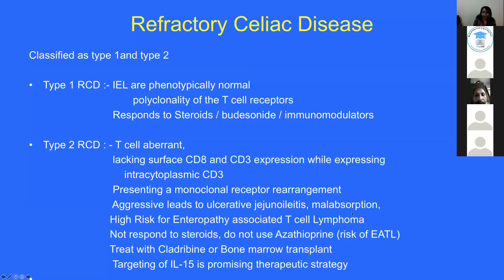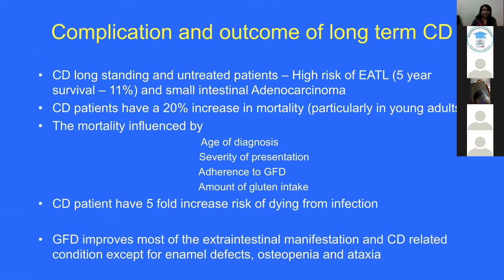So the type 2 variety is more severe, more related to enteropathy associated T cell lymphoma, and they do not respond to steroid. This is a very difficult condition to treat. When these patients come, we may need immunomodulators. They have a higher risk of lymphoma association. We have other drugs also. We can treat them with bone marrow transplant. And recently, a newer drug target is IL-15. The drugs which act on IL-15 are a new promising therapeutic strategy which can be used in patients with refractory celiac disease.